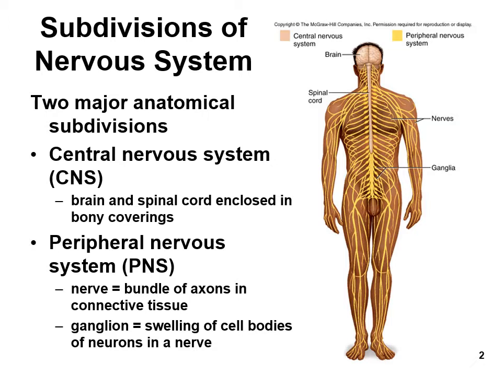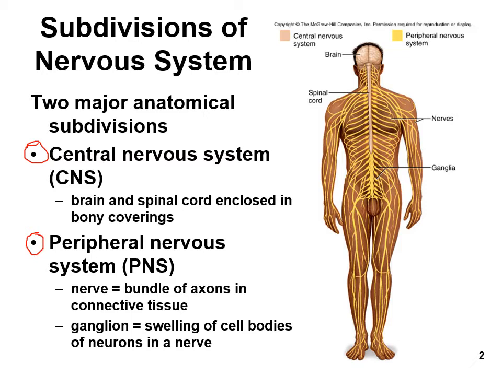Now, within the nervous system itself, it turns out that we can have two major subdivisions, and these are going to be important to understand as we proceed through chapter 12. They are going to be the central nervous system and the peripheral nervous system.